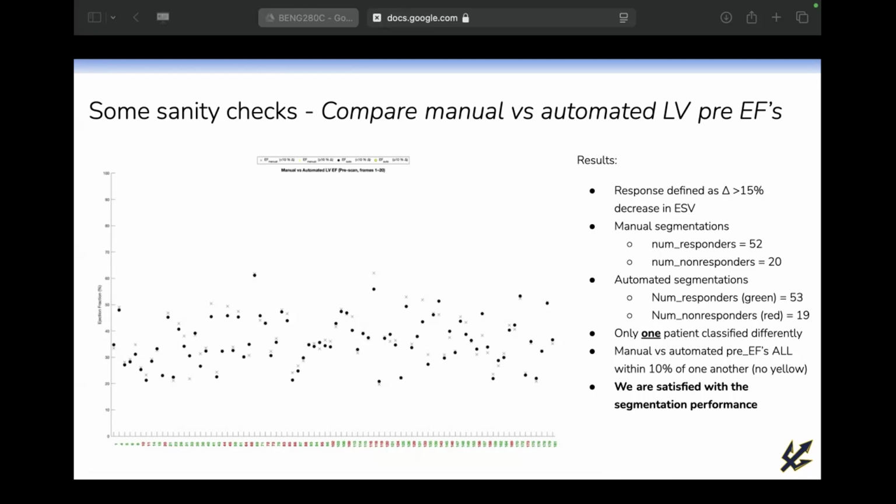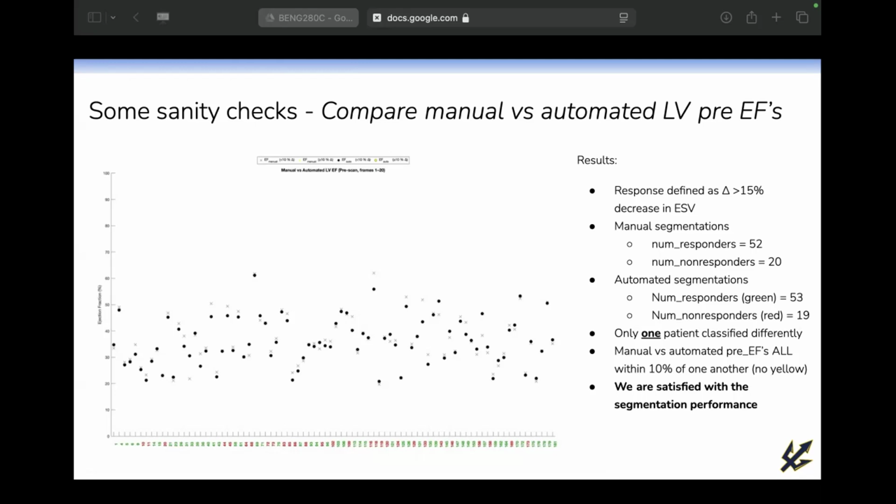Here, I'm looking at the left ventricle's ejection fraction from the manually versus automatically derived segmentations. The graph you're seeing is plotting all of the patient IDs on the x-axis and the ejection fraction percentage on the y-axis. For each patient, we're only plotting the ejection fractions from the pre-CRT scan, since that's the only manually acquired segmentation that we have. The X corresponds to the manual acquisition and the filled in circle to the automatic.